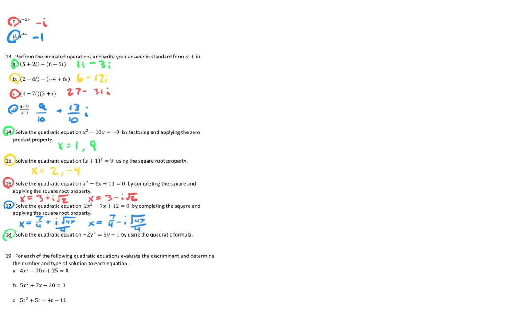Okay, for 18, we're going to solve this using the quadratic formula. The quadratic formula is x equals negative b plus or minus the square root of b squared minus 4ac over 2a, where a, b, and c are just the coefficients. The first thing that we need to do to solve this is move everything to one side and have it be equal to 0.